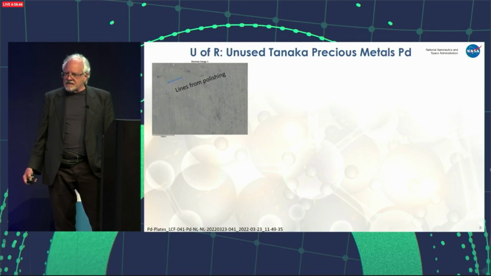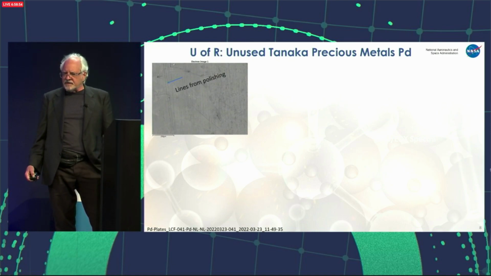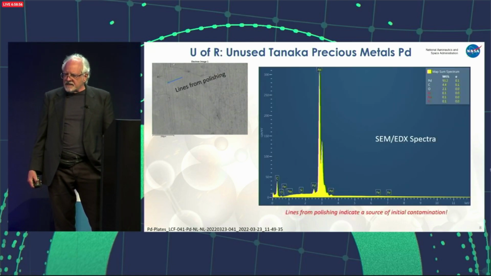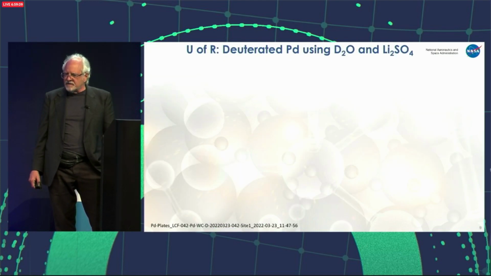So looking at some of this material, SEM picture on your far left, you'll notice there are lines. This is from polishing of the plate before we even received it. And if you look at the SEM EDX spectra, you'll find that, first of all, looking at the palladium L series, it's pretty uniform. And if you look over on the side, it's mostly palladium with some carbon and oxygen.